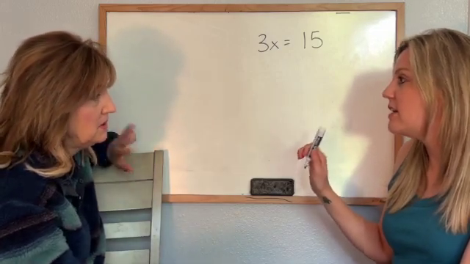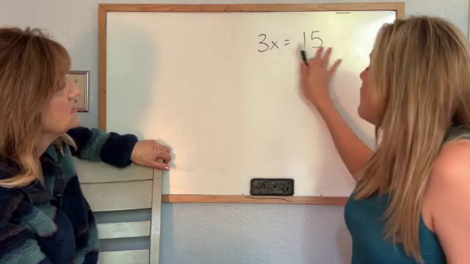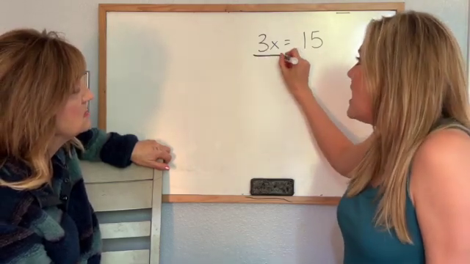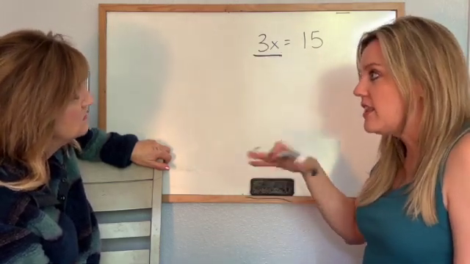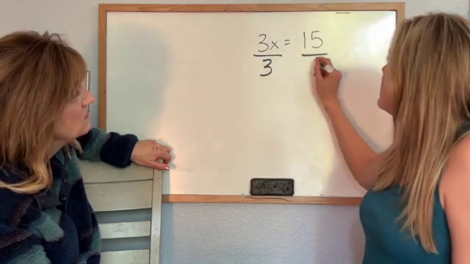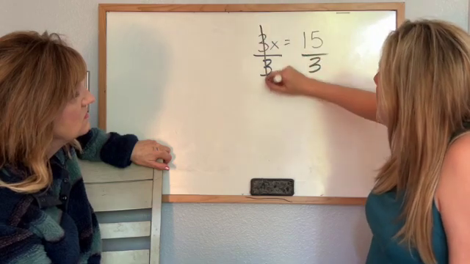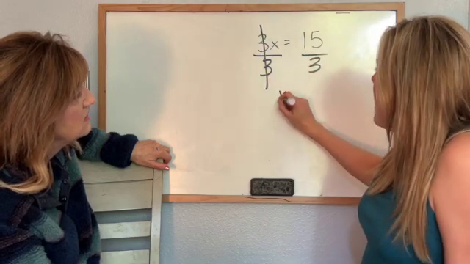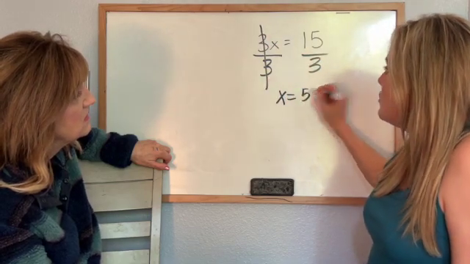15 divided by 3. Okay, so this is how you show your work for something like this. Divided by, because in a fraction, that straight line means divided by. Divided by 3, divided by 3. These would cancel, right? And then you'd get x equals 5.